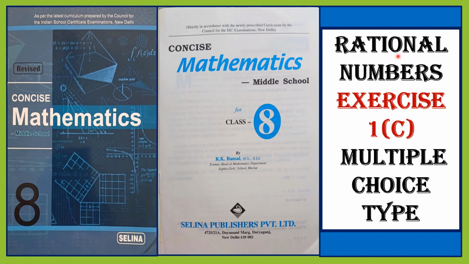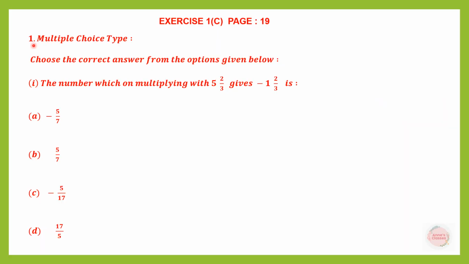We're going to do rational numbers exercise 1C, the multiple choice type questions that have been added in the new book. So I'm going to do this and two other questions that have been added in the new book. So let's begin. The multiple choice type questions are from exercise 1C, which is found on page number 19.